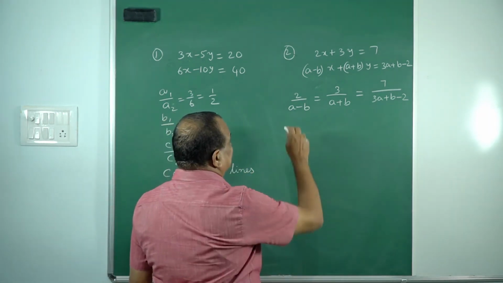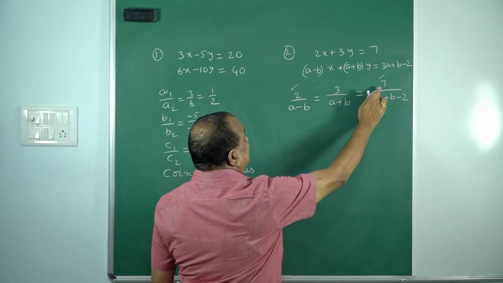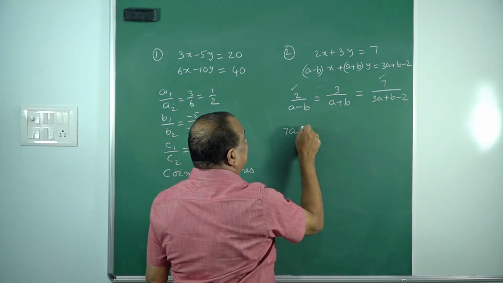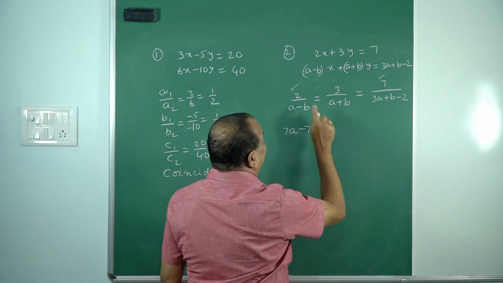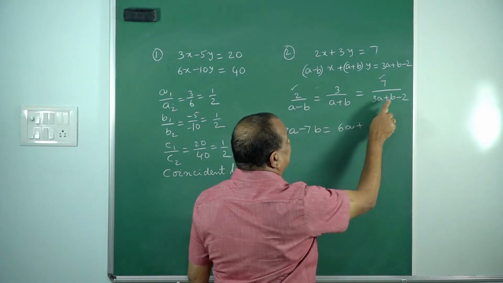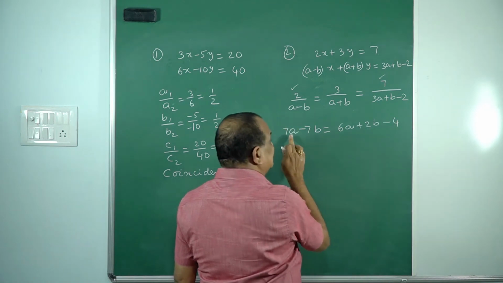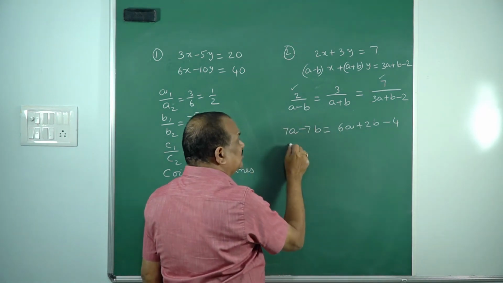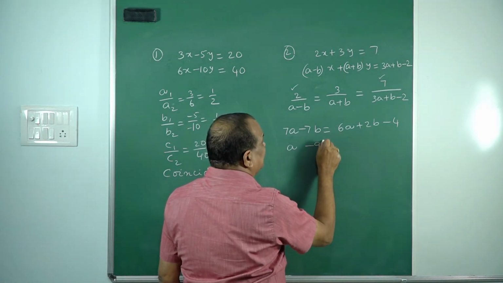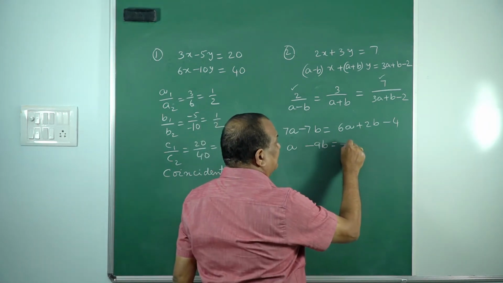It's simple cross multiplication. I take this and this. I start cross multiplication. 7 times A, 7A. 7 times minus B, minus 7B is equal to 2 times 3A, 6A. Then 2 times this B, 2B. And 2 times minus 2, minus 4. 7A minus 6A, this is only A. Minus 7B minus 2B, minus 9B is equal to minus 4.